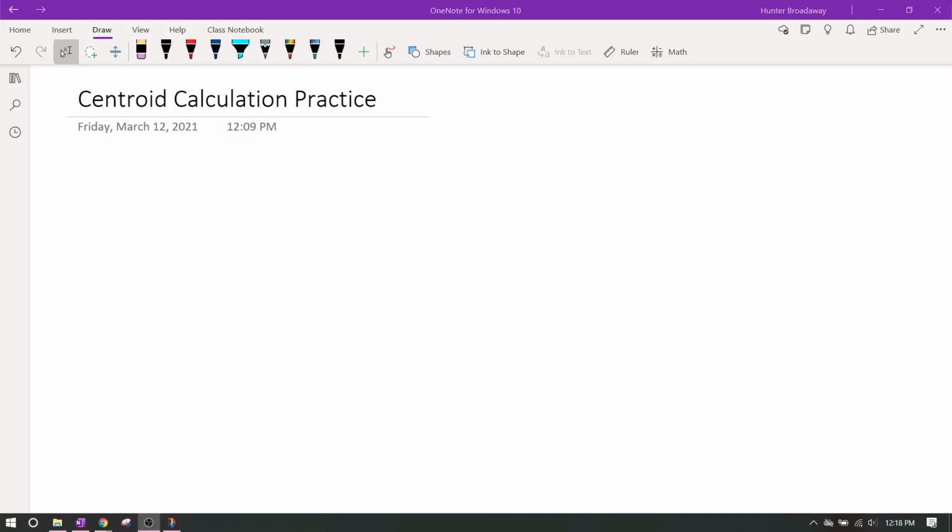Now that we've gotten the centroid calculations of simple shapes done, we're going to take a little time and make our life a little bit more interesting. So we know what the basic formula is for basic shapes, and if you don't know, then you'll have to go back to the previous video, or you're going to need to look them up.